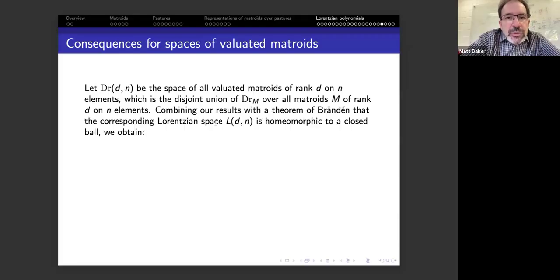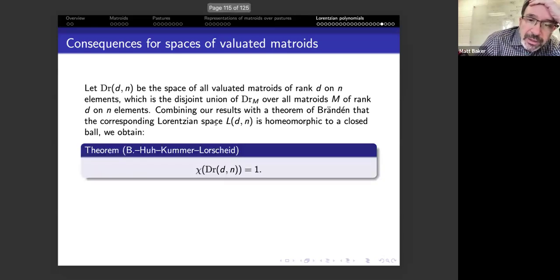So if you look at the Dressian, which is all valuated matroids of rank d on n elements, Brändén showed that the corresponding space of all Lorentzian polynomials is homeomorphic to a closed ball by a very complicated, intricate argument. As a consequence, we don't actually obtain that the Dressian is a ball because we don't know that these homeomorphisms glue properly. We do at least get that the Euler characteristic of the Dressian is 1.